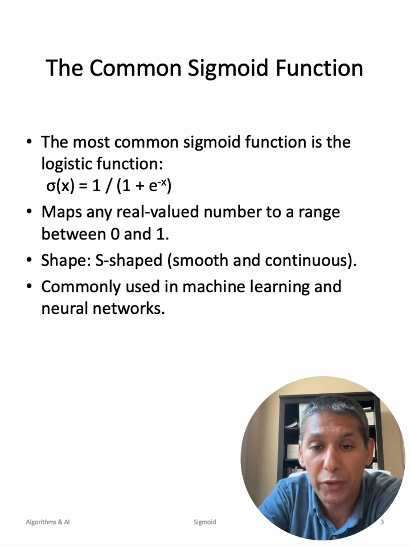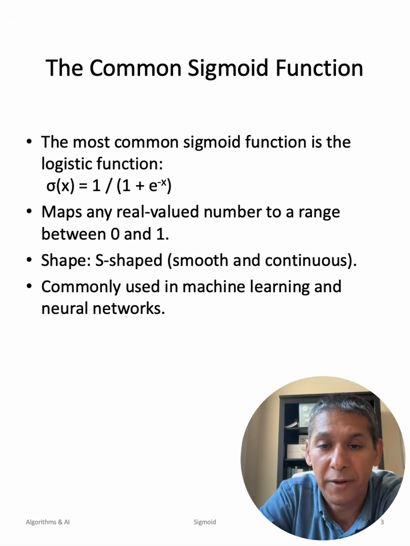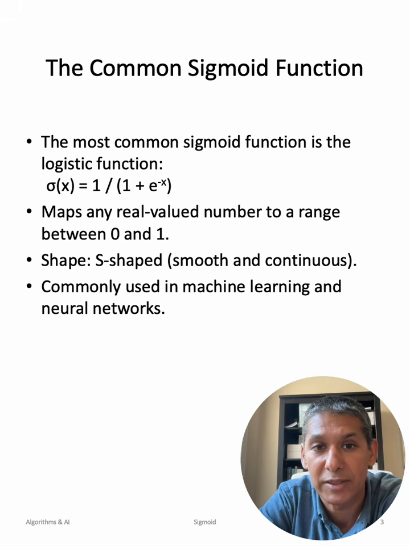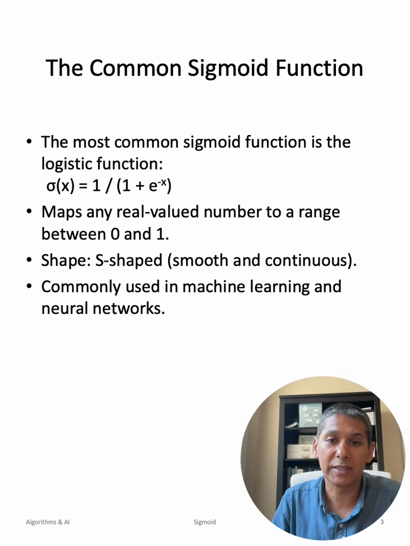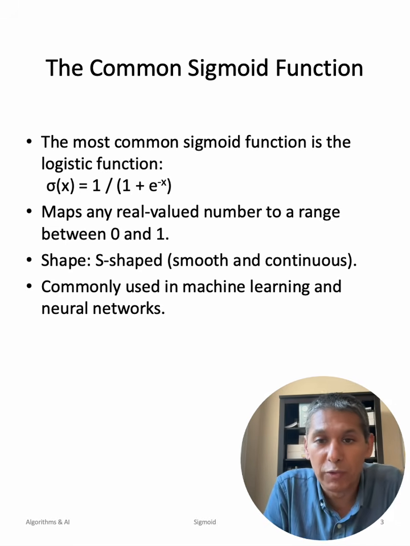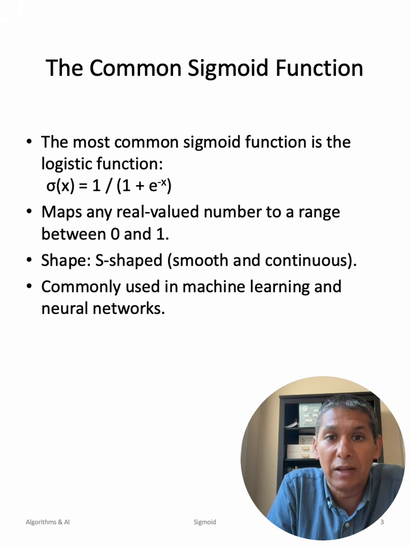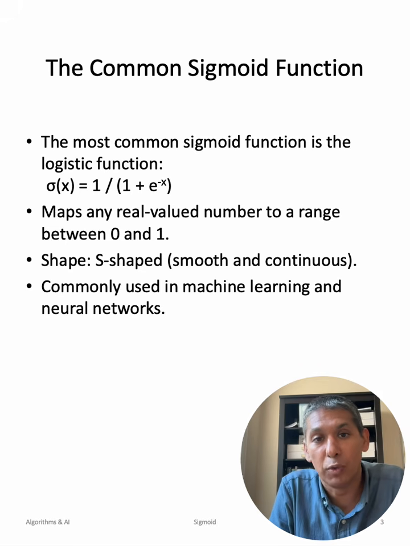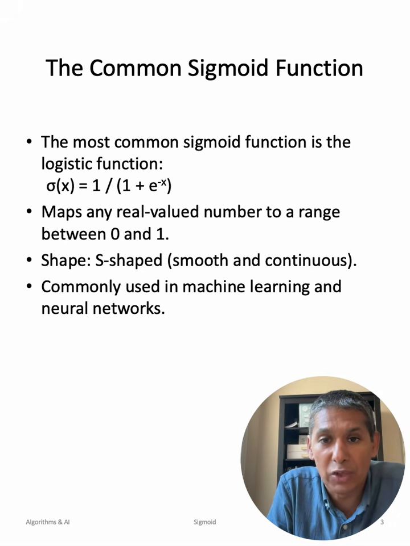Okay. Now the most common sigmoid function, when people say the sigmoid function, they are commonly referring to the logistic function, which is defined as sigma of x is equal to 1 divided by 1 plus e power minus x. It can also be said as e power x divided by e power x plus 1. Okay. And why is it so useful? It's so useful because it maps any real valued number to a range between 0 and 1. So that immediately reminds you of a probability or a Boolean classification. That's why it's so popular.